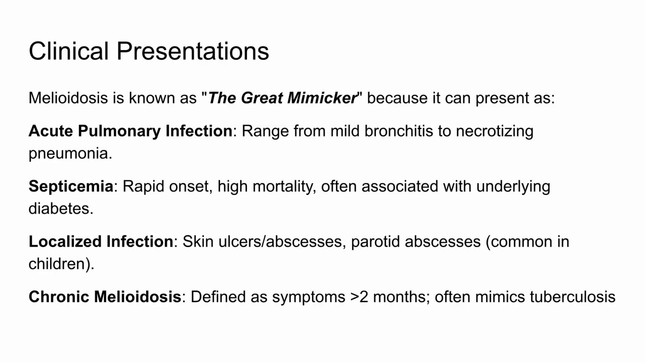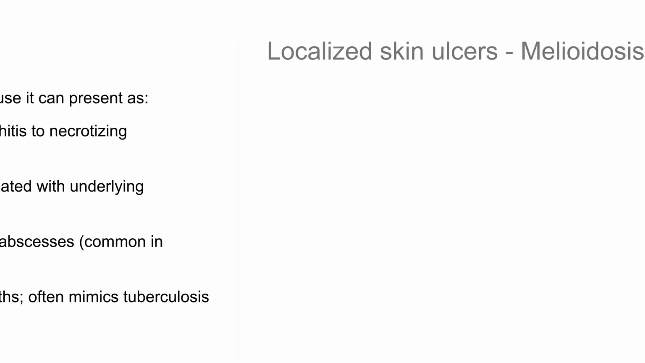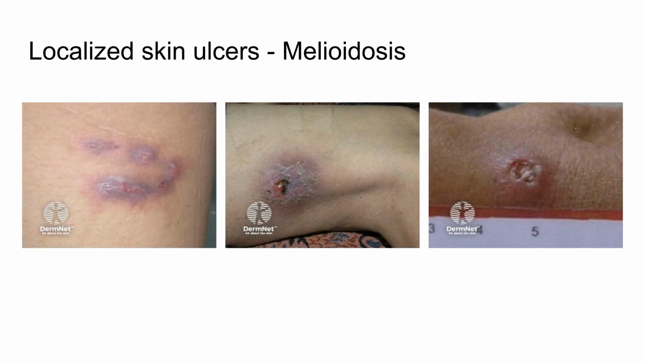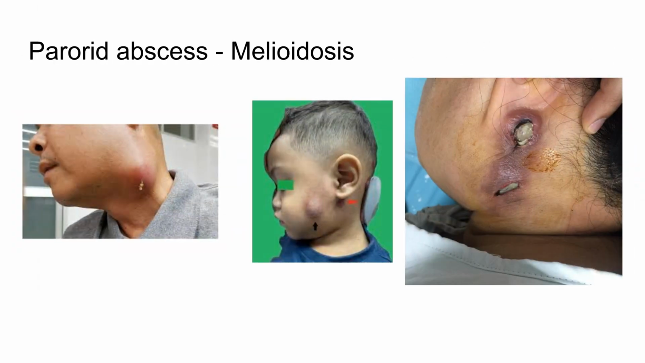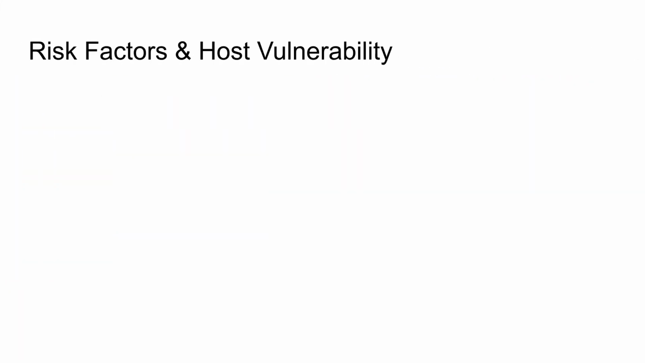Melioidosis is known as the Great Mimicker due to its varied clinical presentations. These include acute pulmonary infection, rapidly fatal septicemia, and localized infections like skin ulcers and parotid abscesses. Chronic melioidosis can often mimic tuberculosis. Here are examples of localized skin ulcers associated with melioidosis. Parotid abscesses are another common localized presentation, particularly in children.